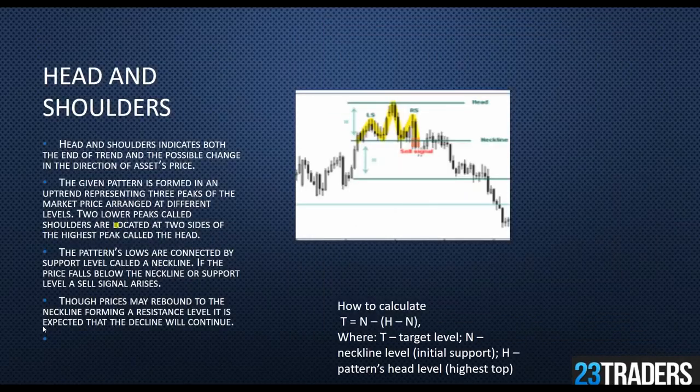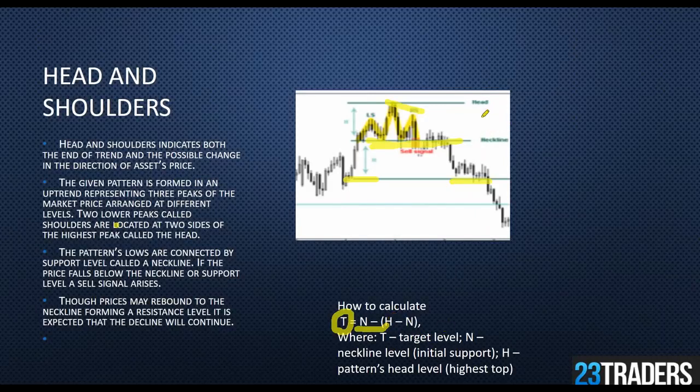Now, there is a set of rules that go with a head and shoulders, and it will help you find your targets. This is based on your neckline, the top of your head, where it actually peaked, and where your shoulders began. The calculation is: your target price is the neckline, which is the resistance line, minus the head minus the neck.